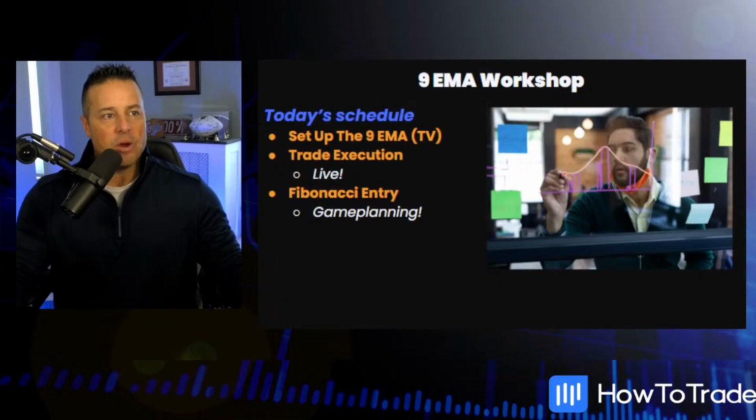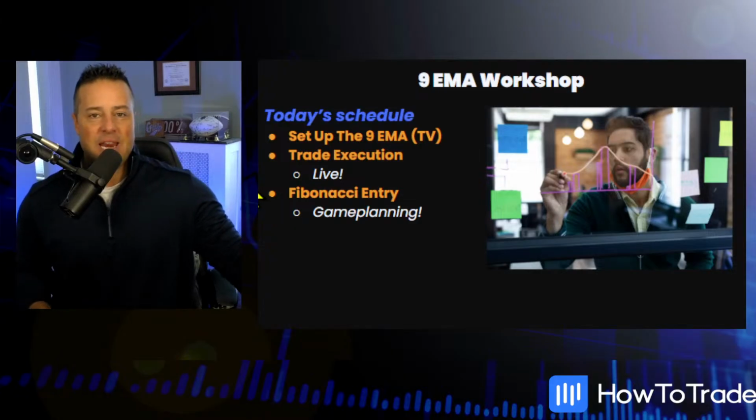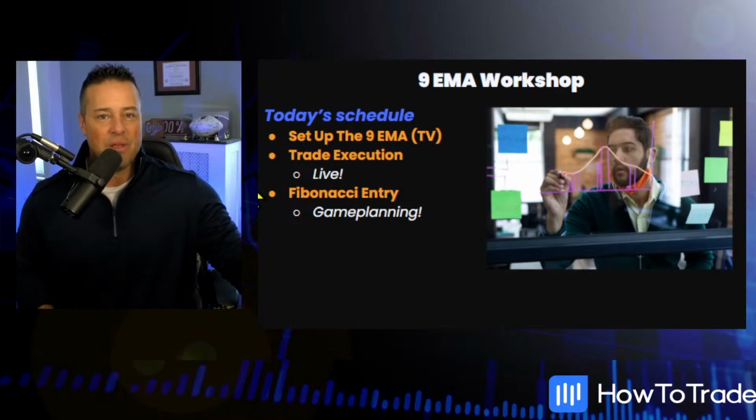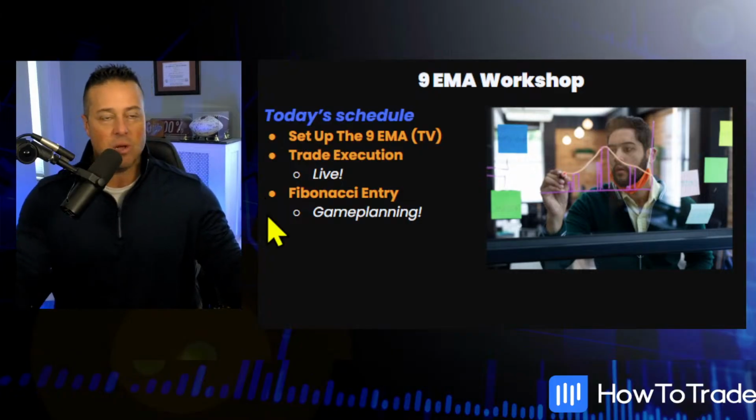All right, so here we go. This is what we're going to do today. I'm going to set up the 9 EMA on TradingView and MT5 and show you how to do that. We're going to do some live trade executions, and then potentially, if we have time, I'll talk a little bit about improving your entries with Fibonacci retracements. But all in all, it's going to be a fairly basic tutorial. If you have any questions at all, be sure to ask.